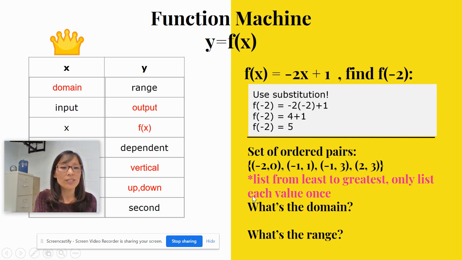Sometimes we are given just a set of ordered pairs, and they are called a relation. And they just want to know, well, what is the domain in the set of ordered pairs? When we are figuring out the domain, all we need to do is look at all of the x values. So the x values in this set of ordered pairs is negative 2, negative 1, negative 1, and 2.